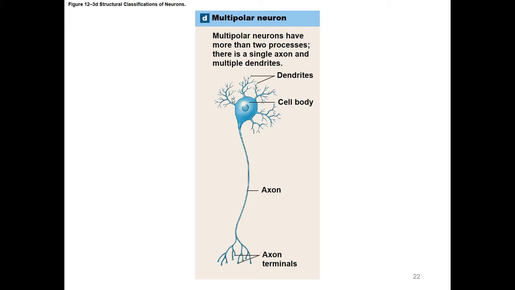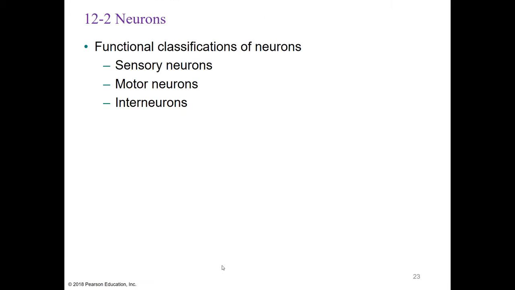So again, cell body and dendrites in the multipolar neuron, a long axon which branches into telodendria, and then we end at the synaptic or axon terminals. So neurons can be classified as sensory, and you can imagine that those guys are going to pick up on sensations or sensory information. Motor neurons, which are going to be the ones carrying instructions about action. And then interneurons, which are the go-betweens. So let's go over those three in general.